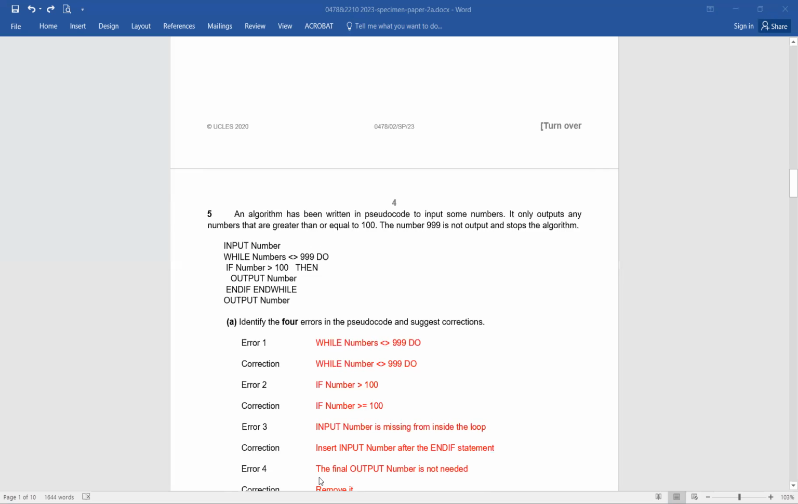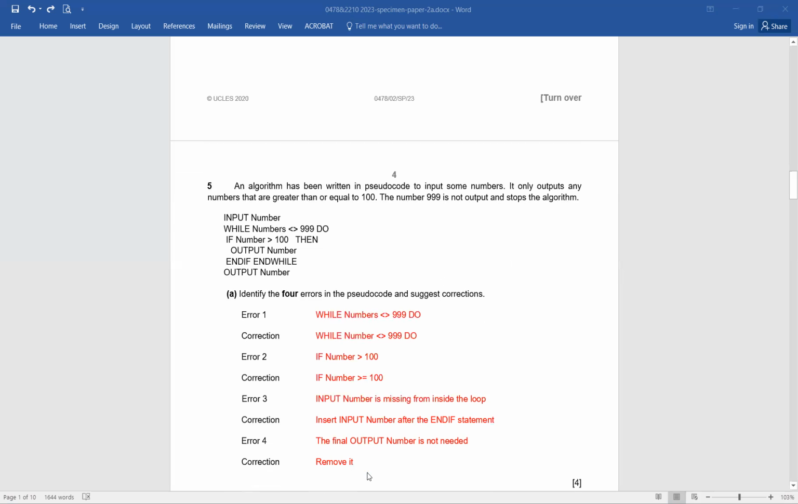The fourth error, the final output number is not needed. You can see for yourself that it is not written anywhere in the algorithm that you need to output anything. So that is the fourth error, and you are going to simply remove that line. And simply with this method, you can score 4 marks if you have identified the errors correctly and mentioned the corrections here. Again, so simple.